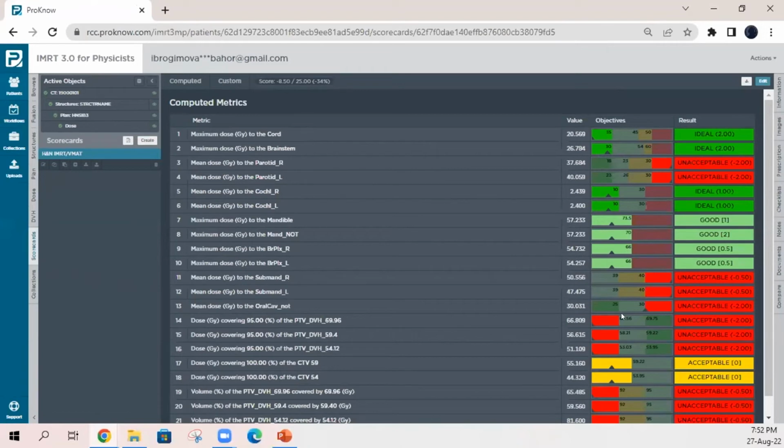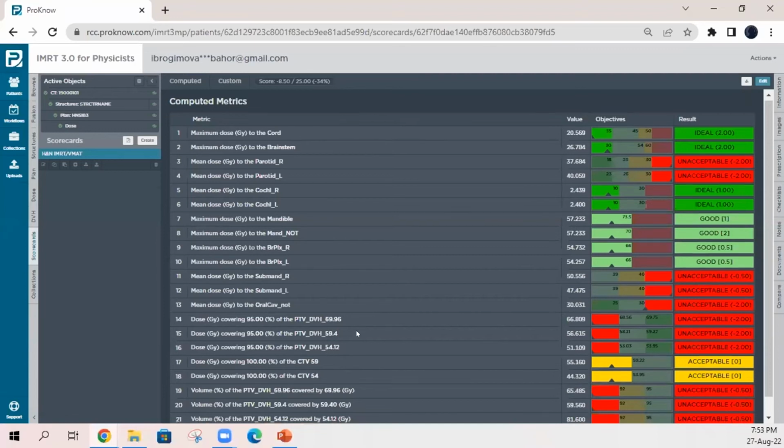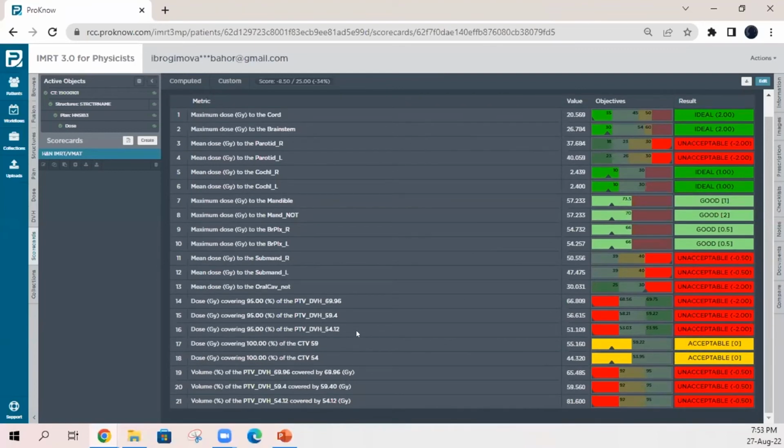Submandibular, also the same thing. And oral cavity, he could not achieve anything. And also the problem with the dose coverage, nothing been achieved, almost nothing. So the 69.96, the 54.9, and also the 54.12. I was surprised really to see such a plan without taking care of the organ risk or the DVH. If he achieved the DVH, I said, okay, fine.